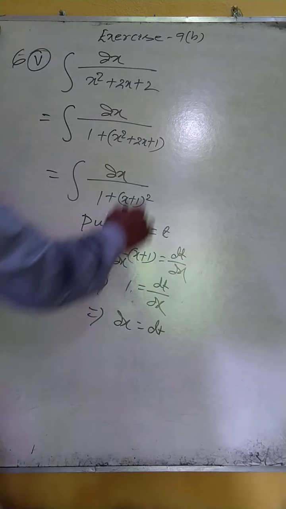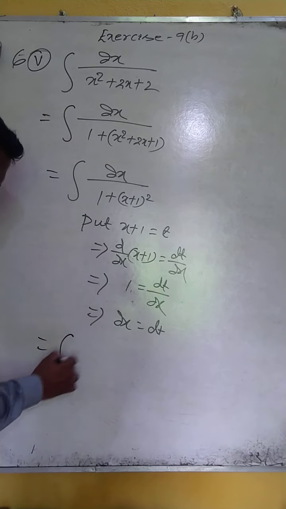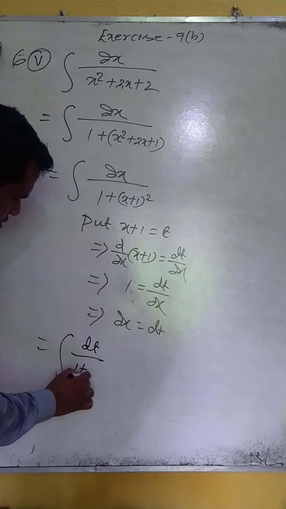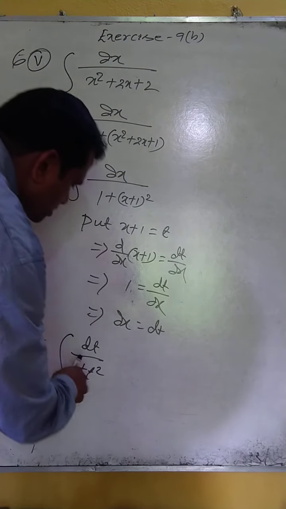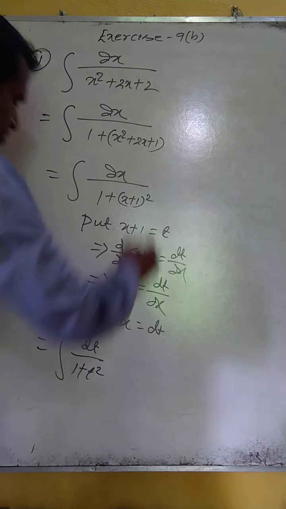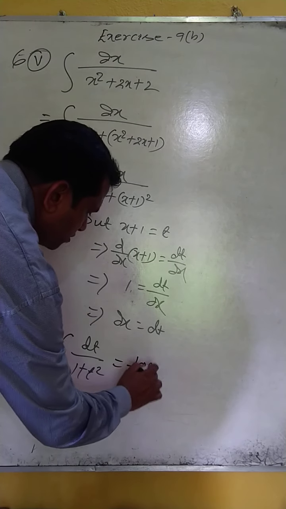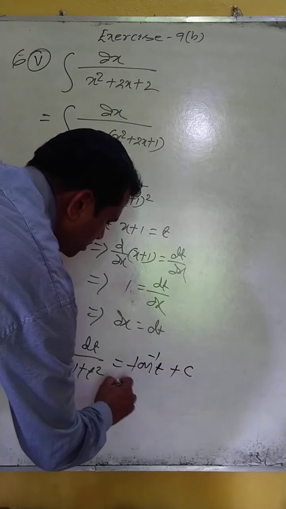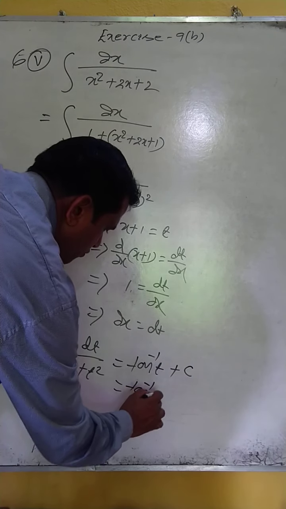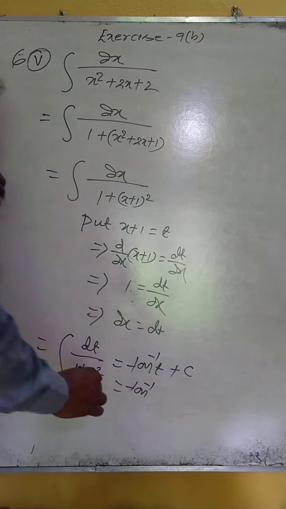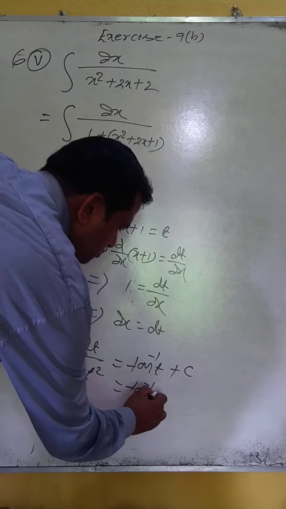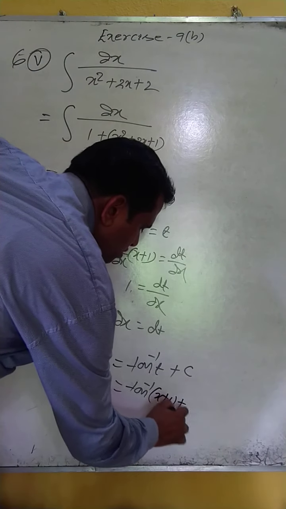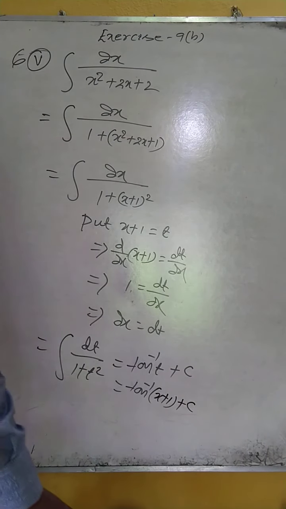So the integral becomes integral dt by 1 plus t square. You know, integral dx by 1 plus x square is tan inverse x. So here dt by 1 plus t square is equal to tan inverse t plus c, that equals tan inverse of x plus 1 plus c.